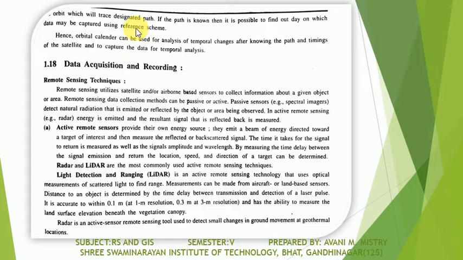It is accurate to within 0.1 meter at 1 meter resolution, 0.3 meter at 3 meter resolution, and has the ability to measure the land surface elevation beneath the vegetation canopy. Vegetation canopy, and beneath it, how much the land surface elevation is, that it can also measure.